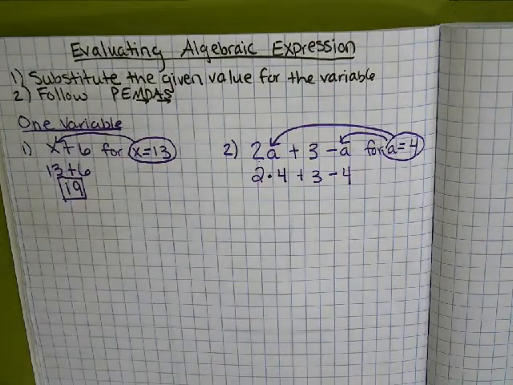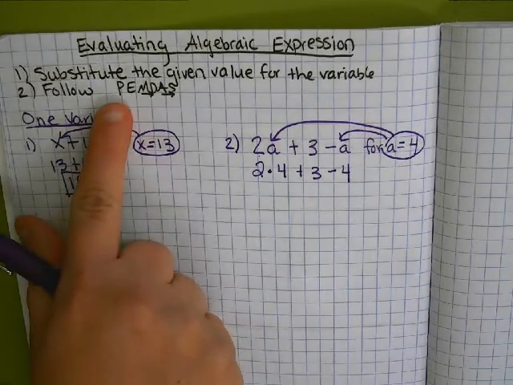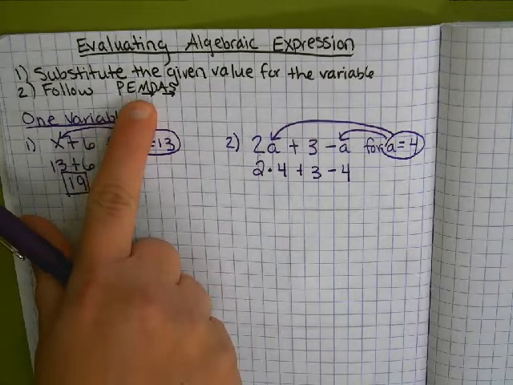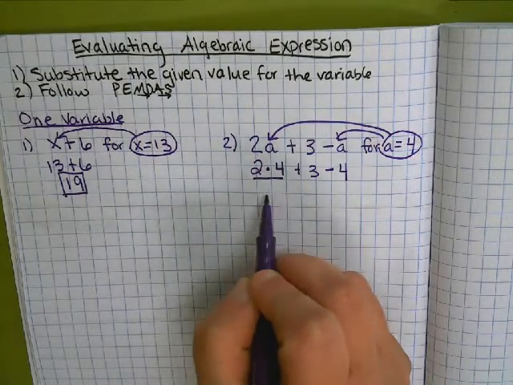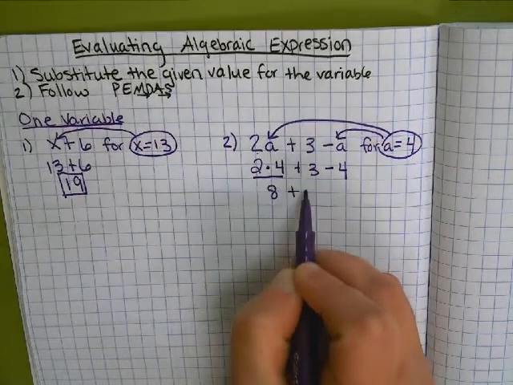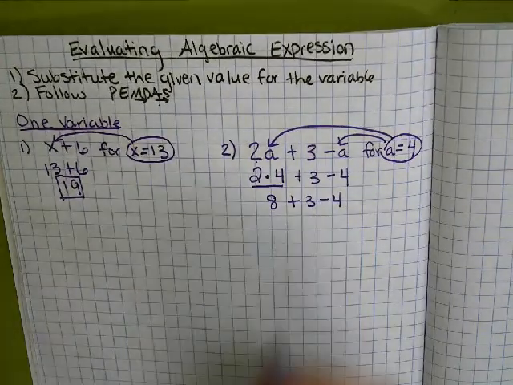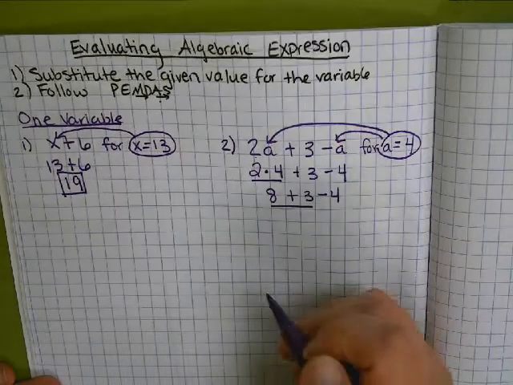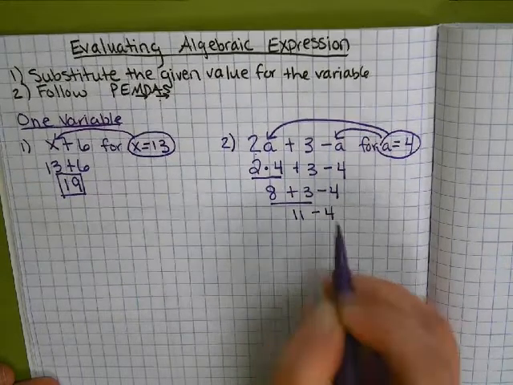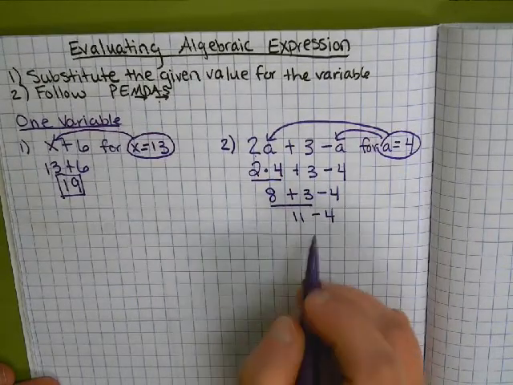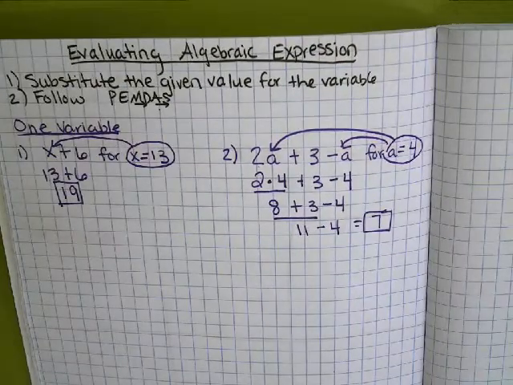Now we've substituted in, and we just need to follow order of operations. So no parentheses, move to the next, no exponents. Oh, next we're going to multiply. 2 times 4 is 8, and I dropped everything else down. Then it says to add or subtract, whichever comes first, left to right. So I'm going to add 8 plus 3 to get 11, and then drop down my 4. 11 minus 4 is 7. And we are done.